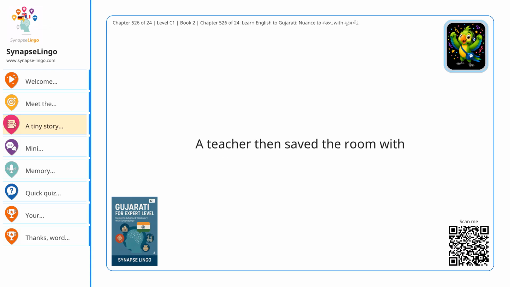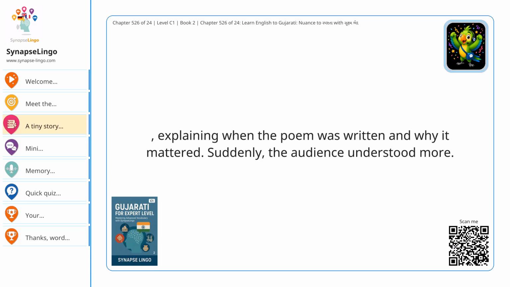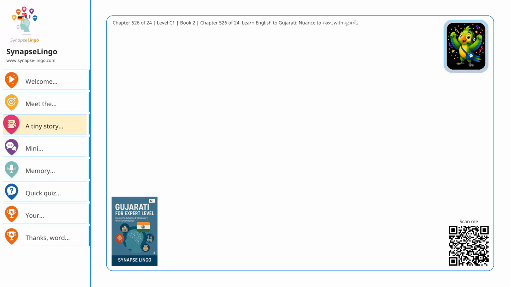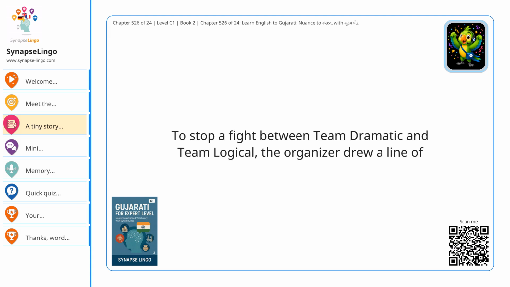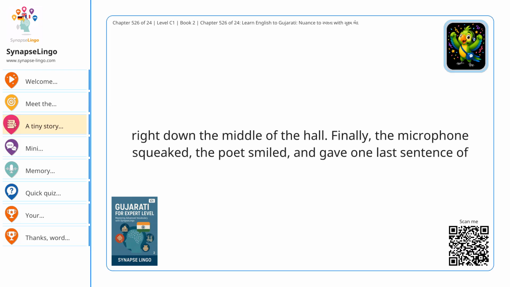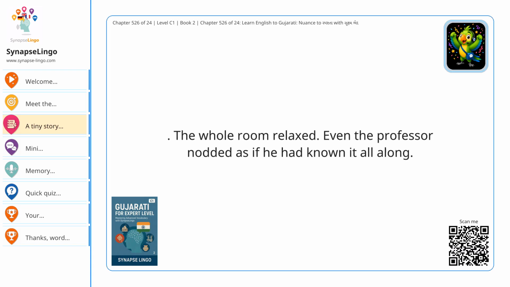A teacher then saved the room with संदर्भीकरण, explaining when the poem was written and why it mattered. Suddenly, the audience understood more. To stop a fight between team dramatic and team logical, the organizer drew a line of अलगीकरण right down the middle of the hall. Finally, the microphone squeaked, the poet smiled, and gave one last sentence of स्पष्टता. The whole room relaxed. Even the professor nodded as if he had known it all along.